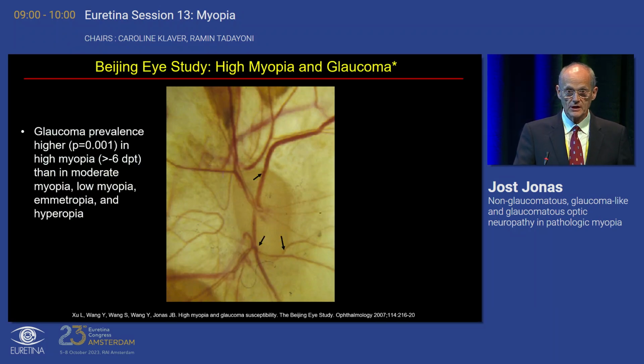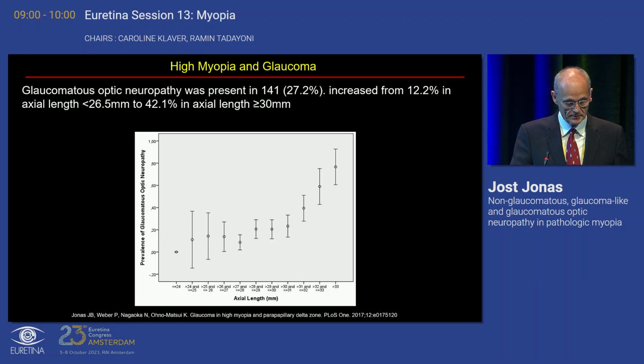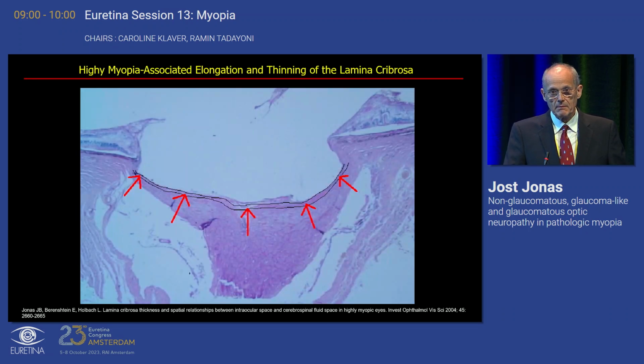In contrast to moderate myopia, high myopia is a major risk factor for the development and amount of optic nerve damage, in particular glaucomatous optic nerve damage, with a prevalence of about 80% in extremely myopic patients in this hospital-based study. Marked anatomical changes in the optic nerve in myopia may be associated with this increased prevalence.